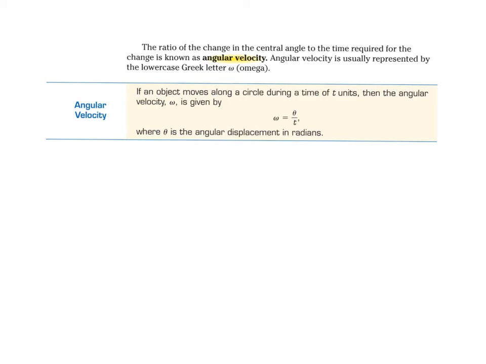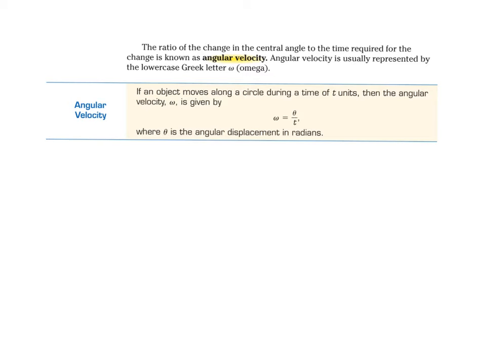I mentioned earlier that displacement had to do with how far you traveled. Well, velocity has to do with how fast you got there. And typically the way we measure velocity is the distance traveled over the time, right? So miles per hour or meters per second. For angular velocity, we're going to look at radians per second, or radians per unit time, okay? That's what angular velocity means.